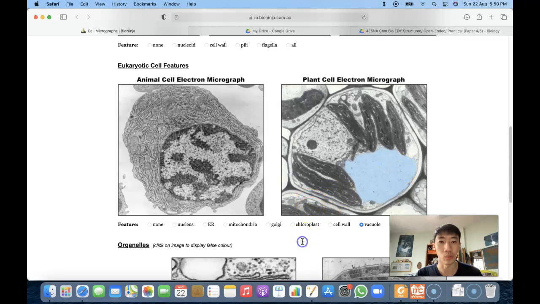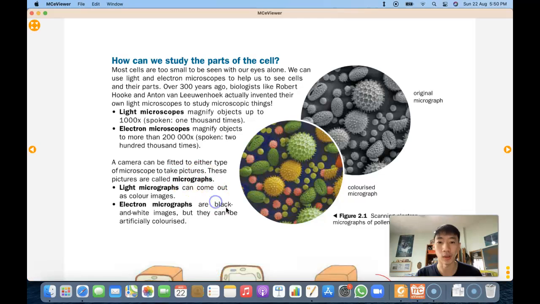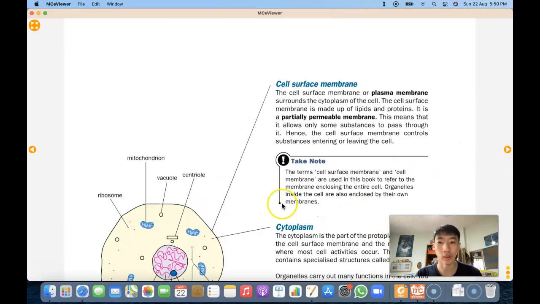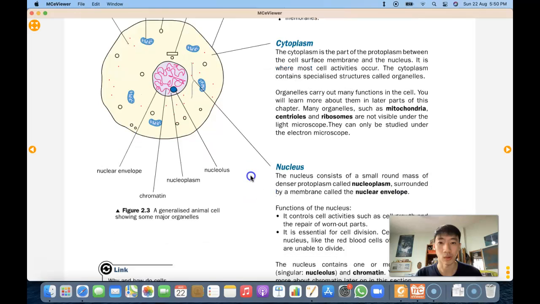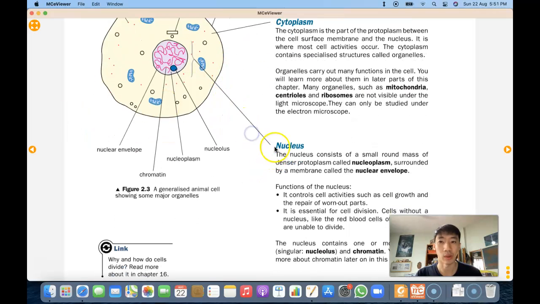Now, what do these organelles do? Let's do a quick recap. If you look at C, you need to state the function of the organelles identified above, which means that you need to be able to know all of these organelles. Let's take a look at your textbook. You can see, starting from the cytoplasm, the cytoplasm is the site where most cell activities will occur, and this is where all the organelles are contained inside. Then we talk about the nucleus.